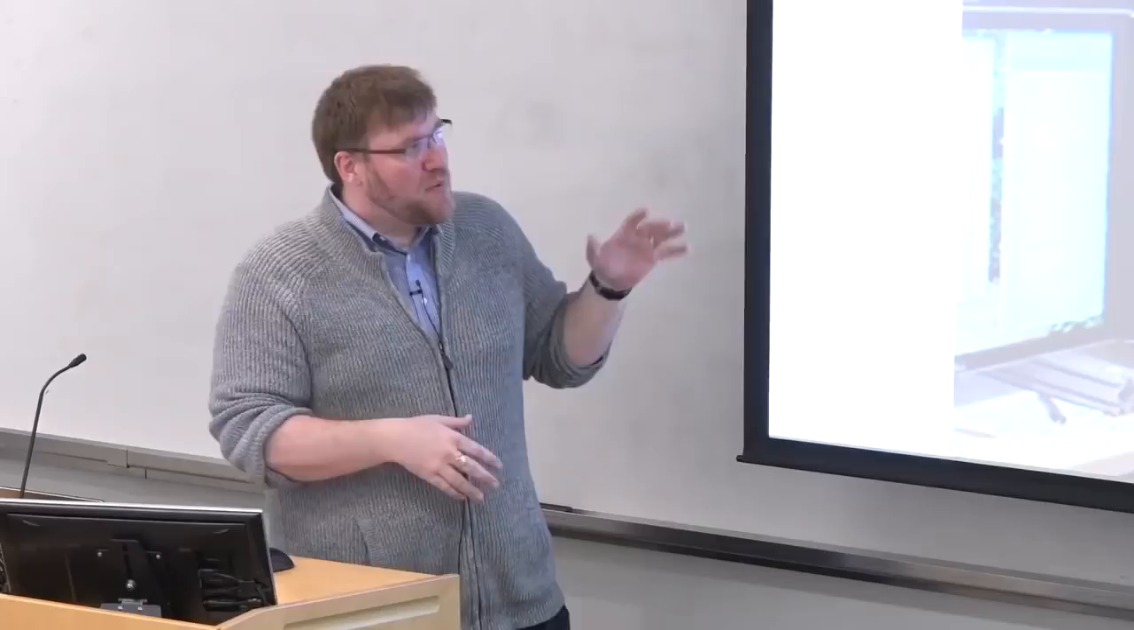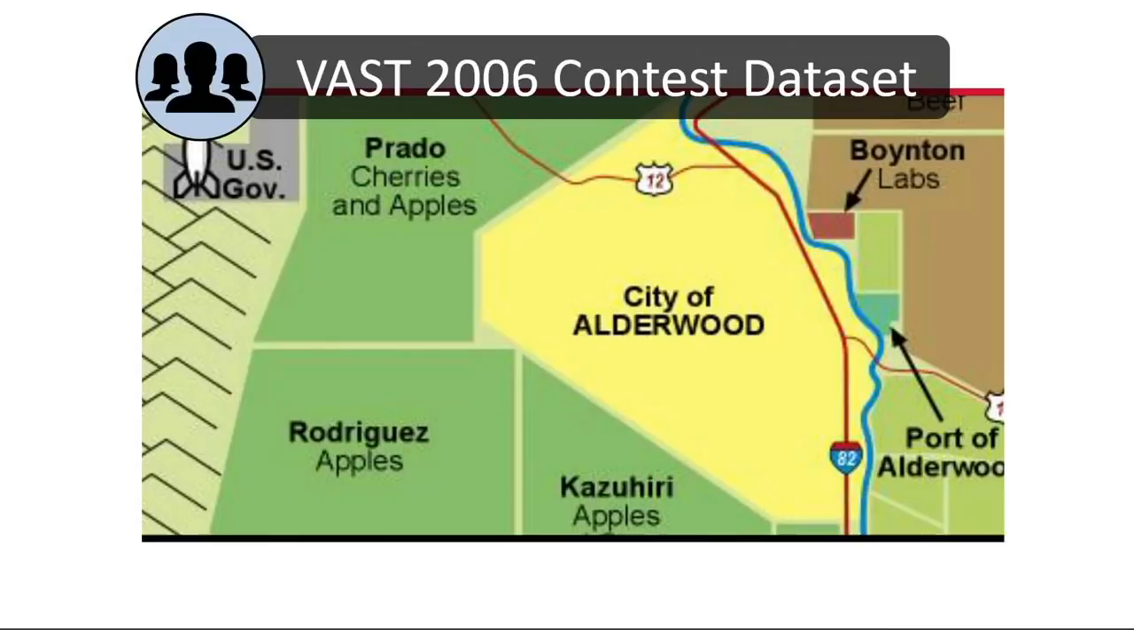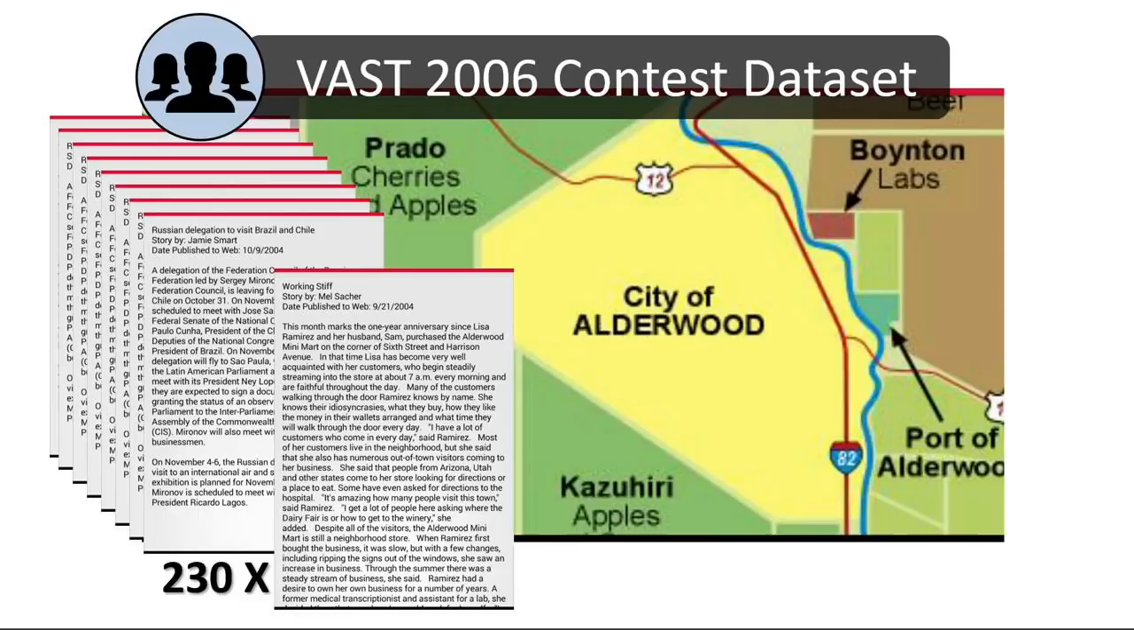So we adapted their experiment to answer a similar question: if you have all of these devices, are you going to use them? We took the VAST 2006 contest data set, which is 230 documents presenting a fictional event that has happened in a small town, including newspaper reports and that sort of thing. You as the participant have to go through and solve the mystery of what's going on in that town. This is a classic methodology, but we were interested to see whether people would use all of these devices when it was made available to them.